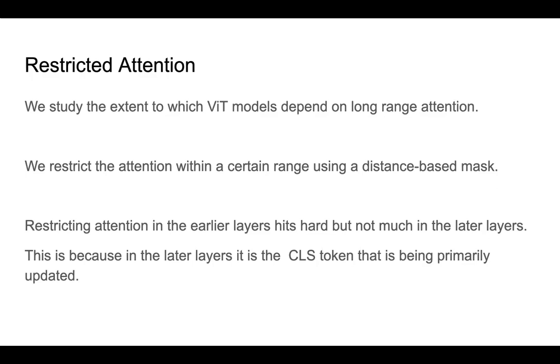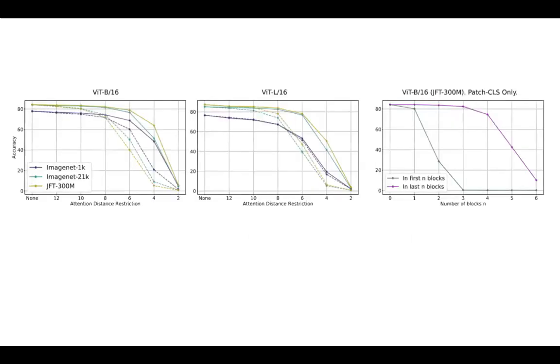As we already saw in the correlation studies, the representation vectors don't change much towards the end of the model. It's only the CLS token that is changed towards the later layers. So that's what is reinforced in this study also. So this is how the model performs as we go on restricting attention.